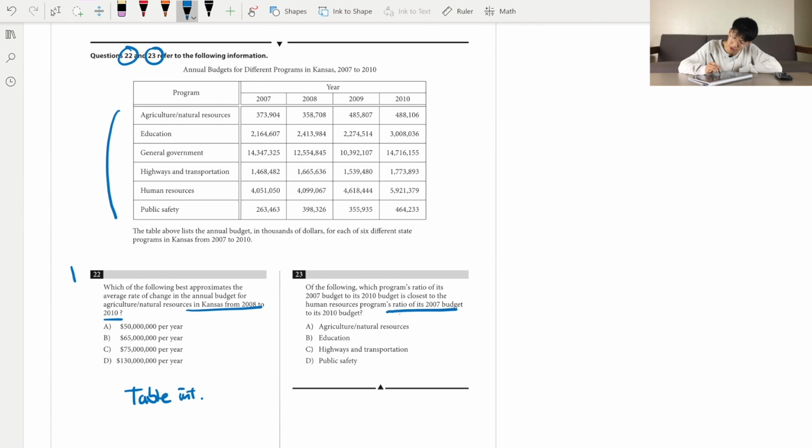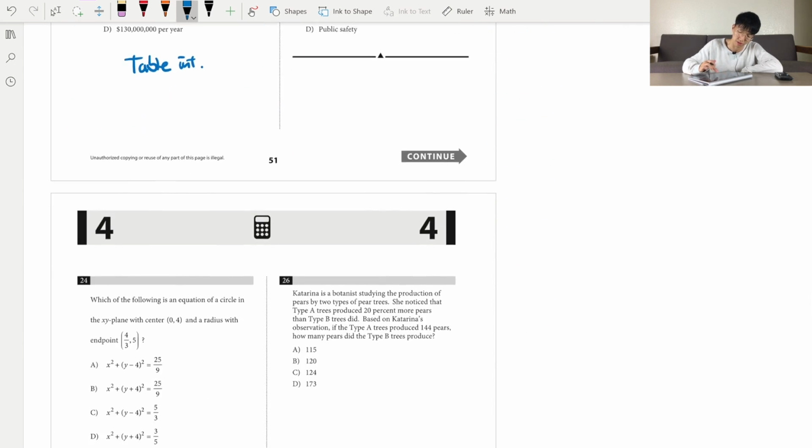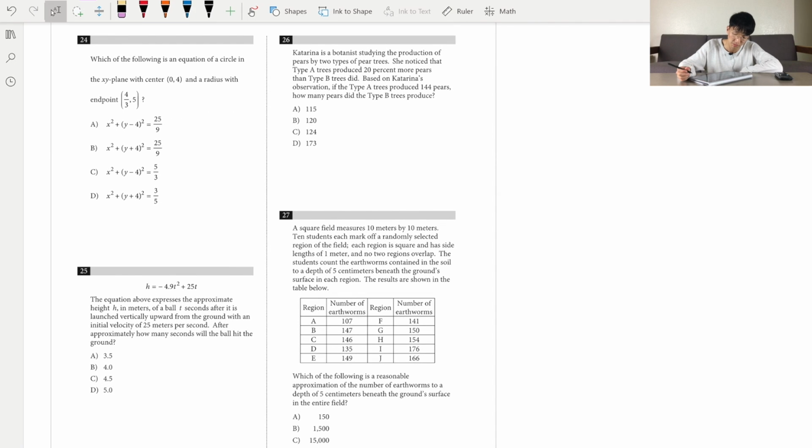It's looking for the ratio of the 2007 budget to 2010 budget of something. So it's a table, another interpretation problem. I am going to assign difficulty level 2 to 23.